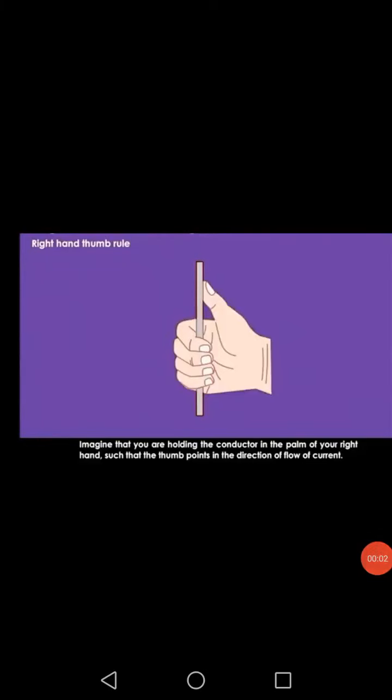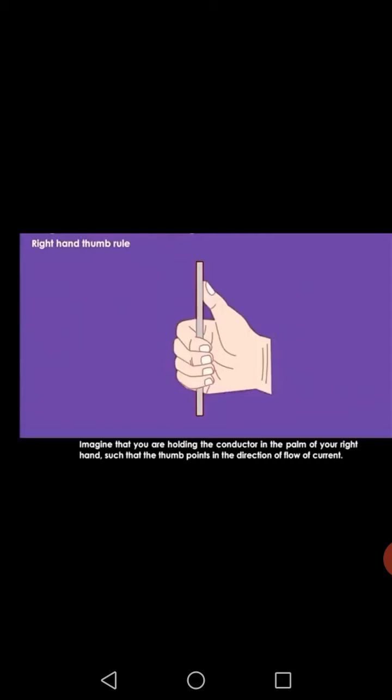Hello everyone. Today I am going to start our new topic, that is the Flaming right hand thumb rule. In the last video we have already discussed magnets, properties of magnetic lines of force and different activities related to magnetism. Now today I am going to discuss a very important rule, that is the right hand thumb rule.